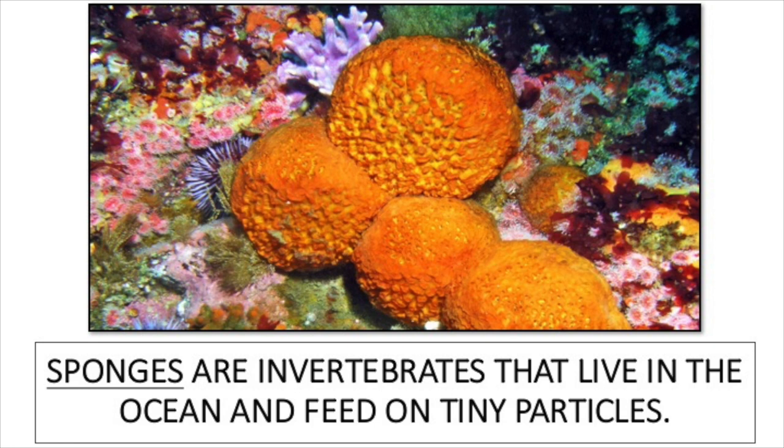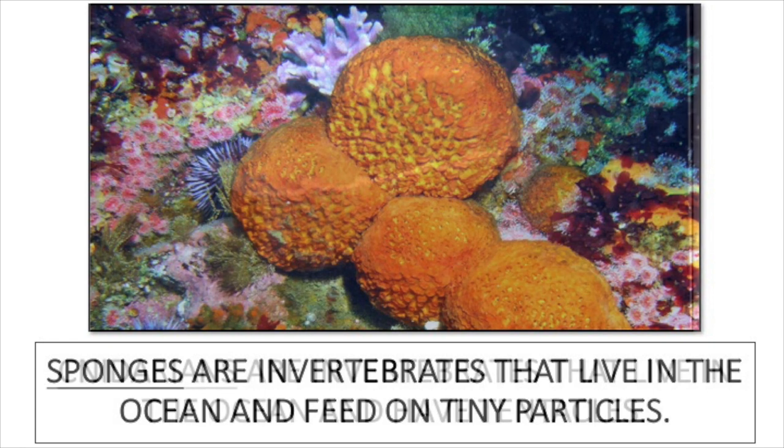Sponges are invertebrates that live in the ocean and feed on tiny particles. Yes, you can see these types of animals, sponges, no backbone, so invertebrate. Yes, live only in the sea, on the bottom of the sea. But there's lots of different types.